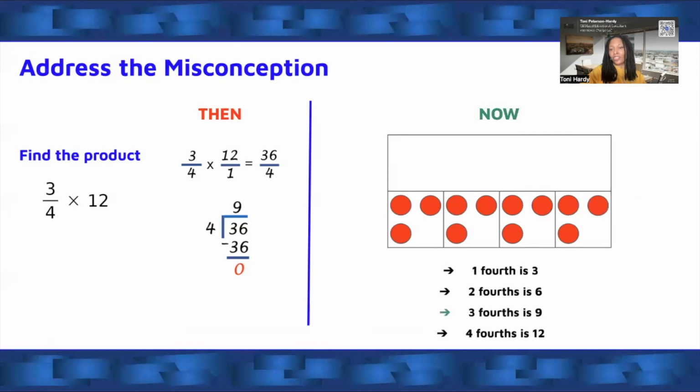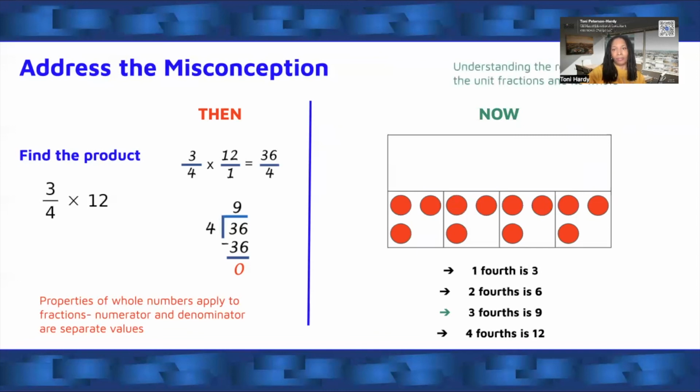So 1/4 is 3. 2/4 is 6. 3/4 is 9. And 4/4 is 12. And the whole is still 1. That's what our kids have to know and be able to do. We want them focusing on those individual parts, composing and decomposing unit fractions, instead of looking at that whole number aspect. So important.